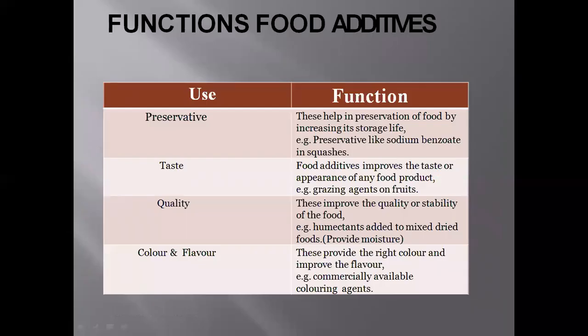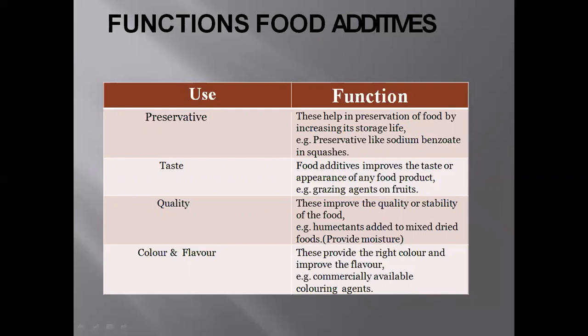Let's see what the use and function of food additives are. Food additives are used for various methods of preservation, to enhance the taste, enhance the quality, and for color and flavoring. So how do those functions work? First function, preservation. It helps to preserve food by increasing storage life, like sodium benzoate used in squash. Then food additives improve the taste and appearance of any food product, like a glazing agent on fruit.